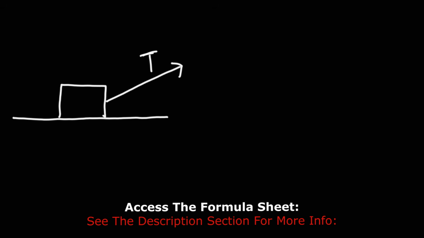Now, let's consider another situation. So let's say we have a box, and we're applying a force on this box just like before. Actually, this time we're not going to push the box to the right. We are going to pull it to the right with a tension force. A tension force is basically the force that acts through a rope. Now, because this tension force is at an angle, it's going to have an x component, Tx, and a y component, Ty. And here we have the angle theta.